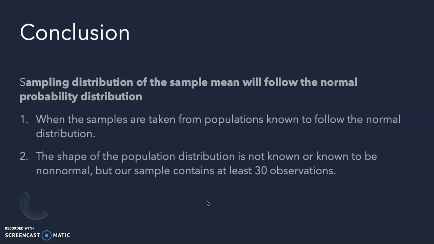Second, when the shape of the population distribution is not known, or the shape is known to be non-normal, but our sample contains at least 30 observations. We should point out that the number 30 is a guideline that has evolved over the years. In this case, the central limit theorem guarantees the sampling distribution of the mean follows a normal distribution.